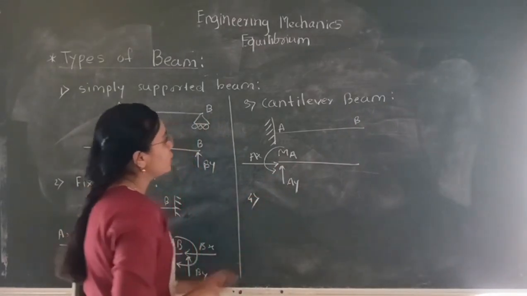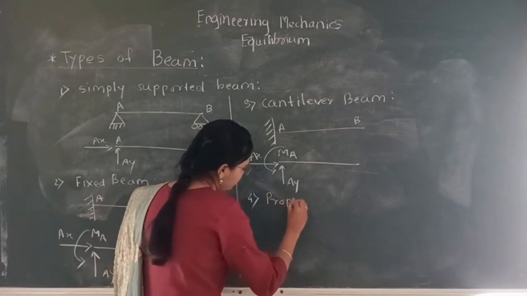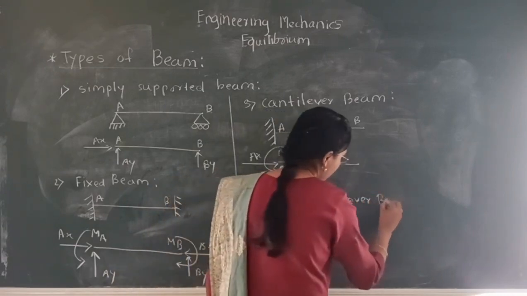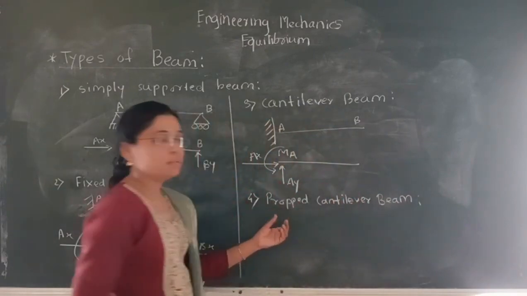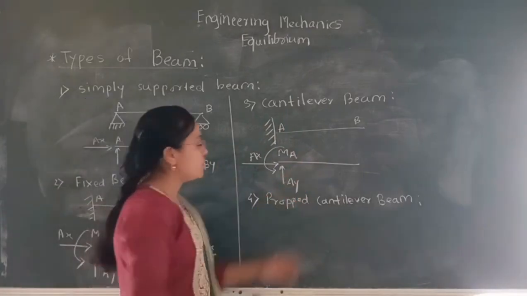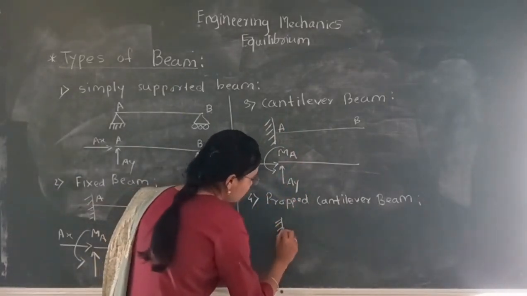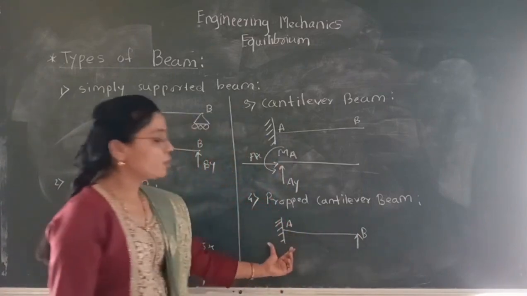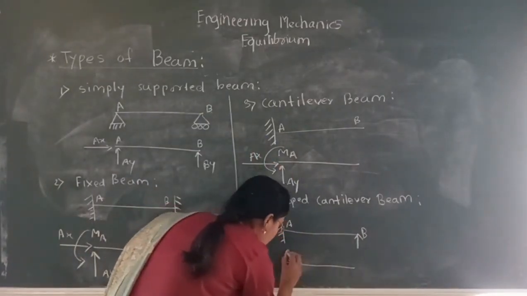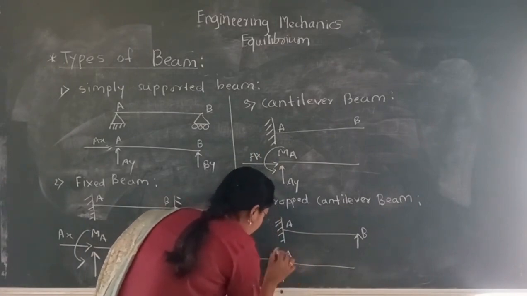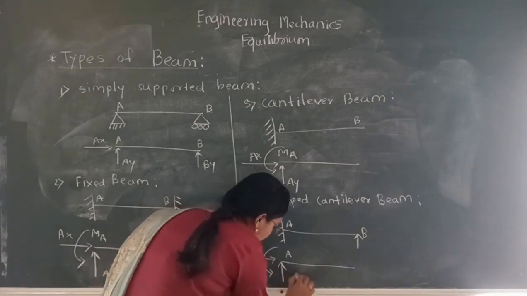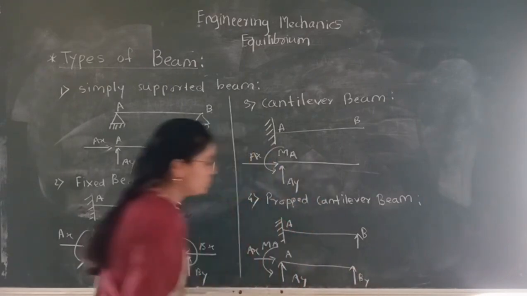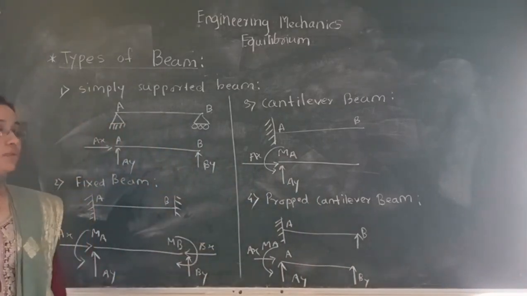Our fourth beam is the propped cantilever beam. A propped cantilever beam is the same as a cantilever beam, the only difference being that its overhanging portion is supported by using a prop. The free body diagram for this beam can be drawn as: this is Ax, Ay, and the moment in this direction, and this is the reaction for the prop support. So that is the propped cantilever beam.